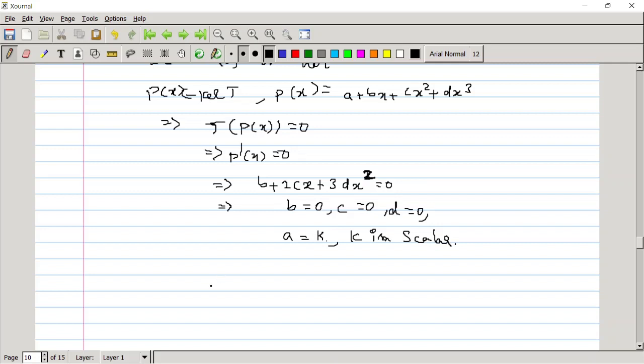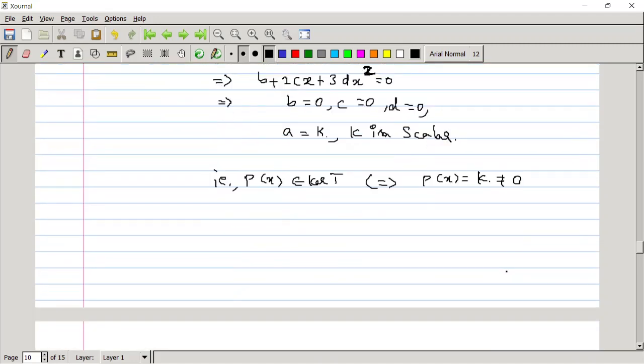That means p(x) belongs to kernel T if and only if p(x) equals the constant term k. That implies this constant need not be 0 always. It can be some other scalar. So we cannot say kernel T is the singleton set 0. So that implies T is not 1-1.